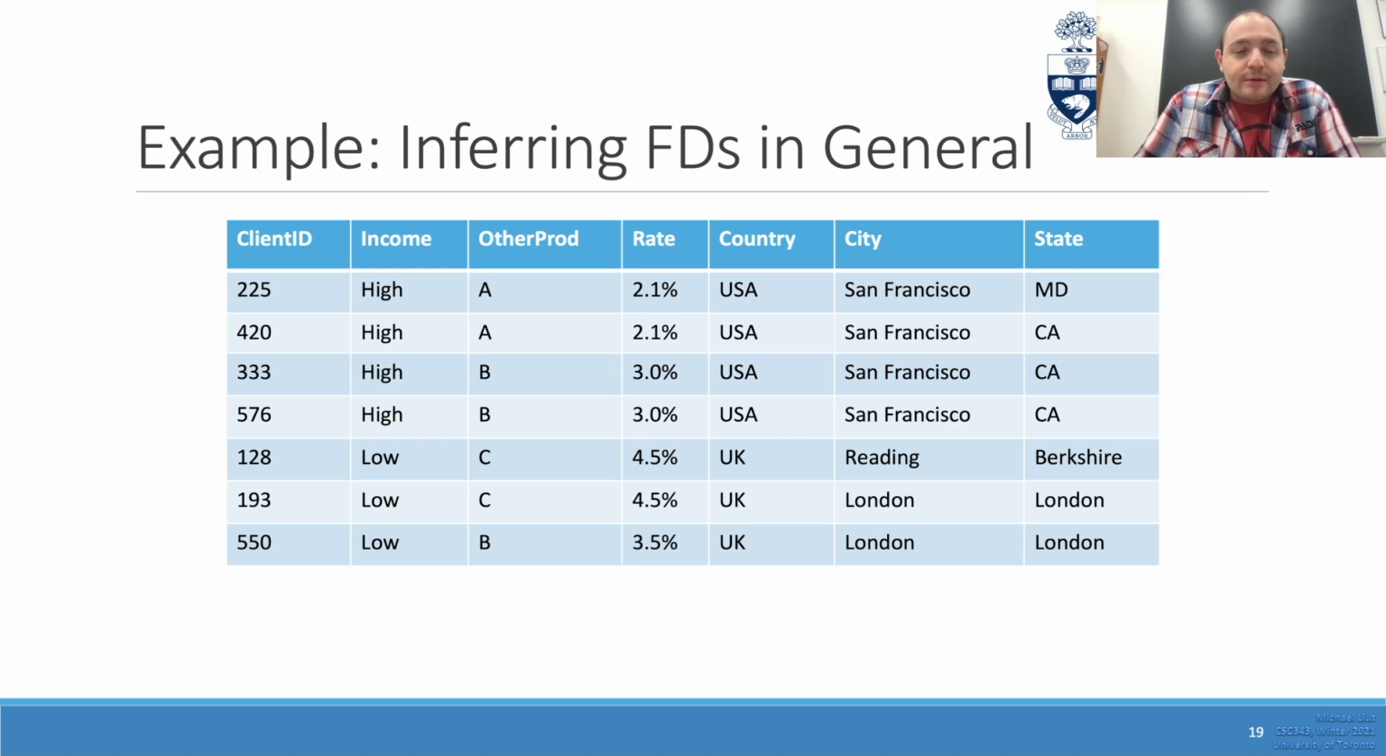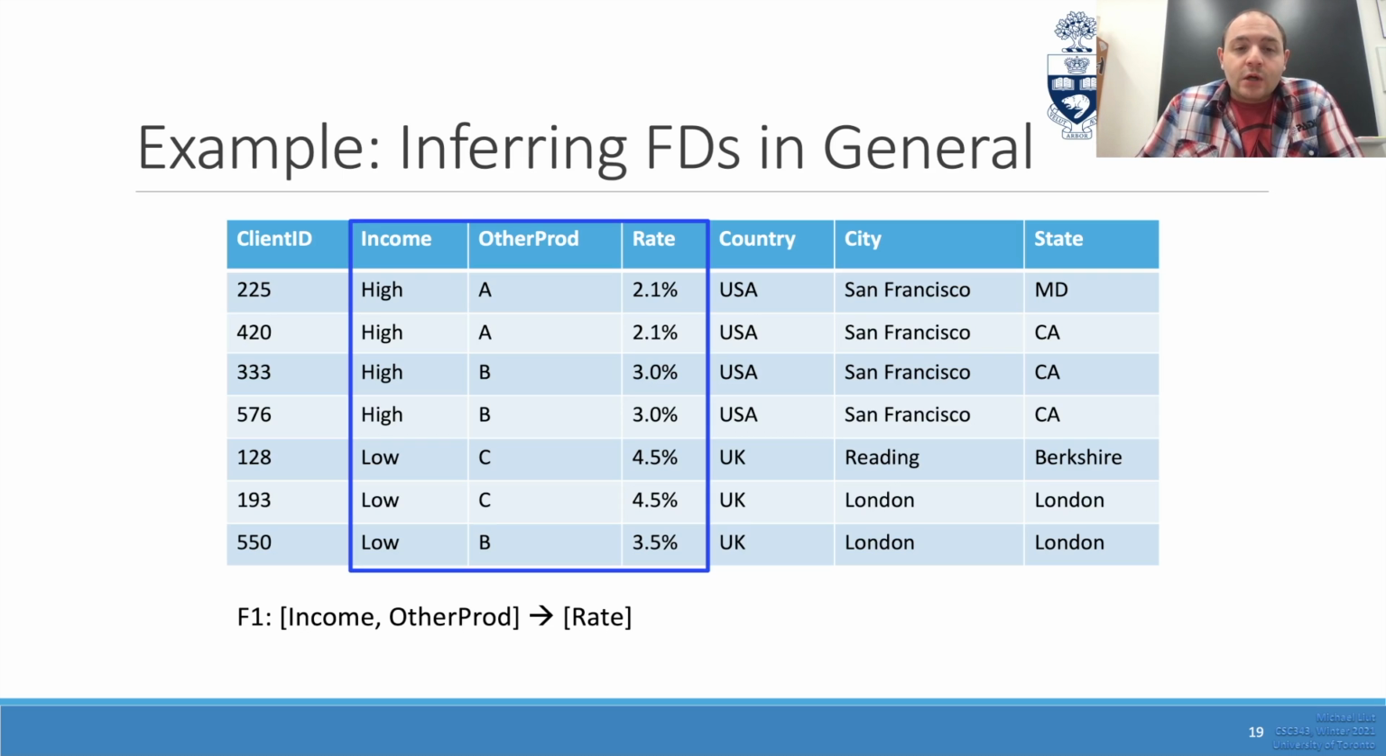If we look at a big example like this, it's an insurance example that has client IDs, their level of income, products they may have or other products they may have, a rate of return on potentially investments, the country they belong to, the city, and the state. Well, if we say that one of our functional dependencies is the combination of income and other products, which infers their rate, so income, comma, other product infers rate. And we say that country, comma, city infers state.